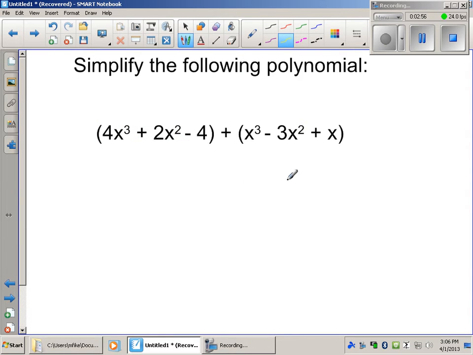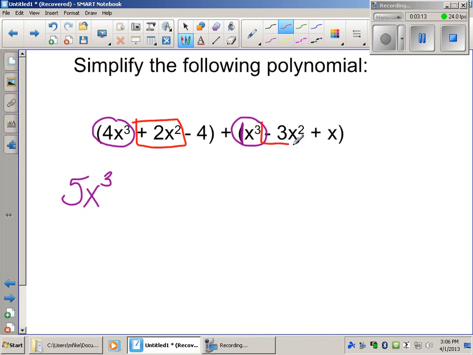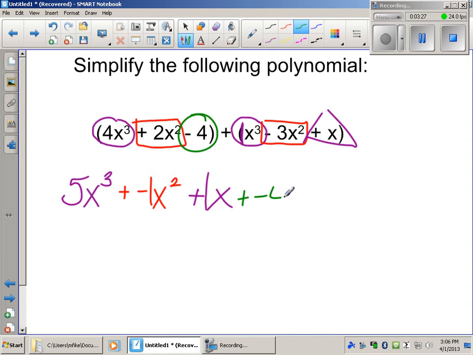I have 4x cubed plus x cubed, and we know that a 1 lives right there. So 4x cubed and 1x cubed will be 5x cubed. Just combining our Skittles and M&Ms here. I have 2x squared and negative 3x squared. So that's going to be a negative 1x squared. I have this x here that I don't have anything to combine it with. And then again, this minus 4 will just come along for the ride. So that would be how I add polynomials. I just add the like terms together.